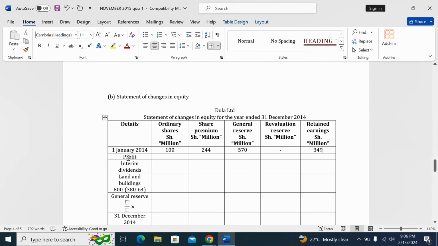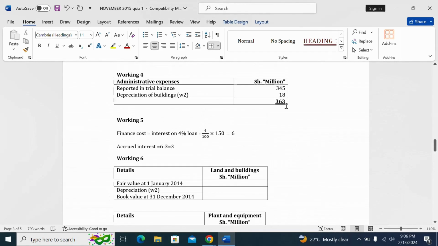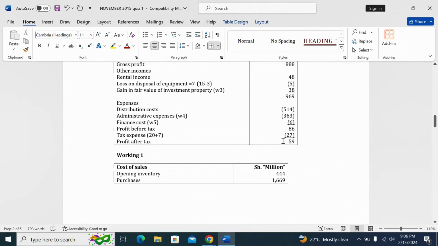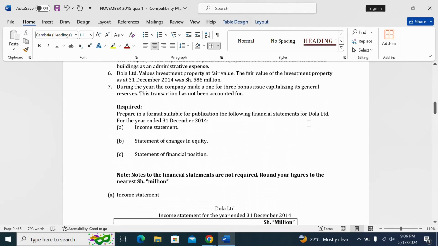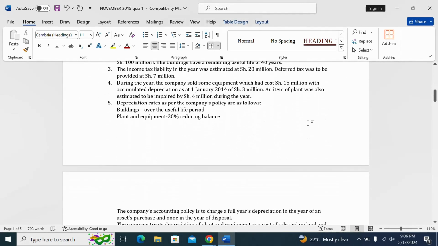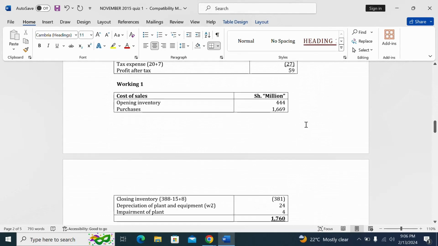Then the profit for the year, we have seen it is 59 million from the income statement. The profit that we have just calculated in the income statement, 59 million.